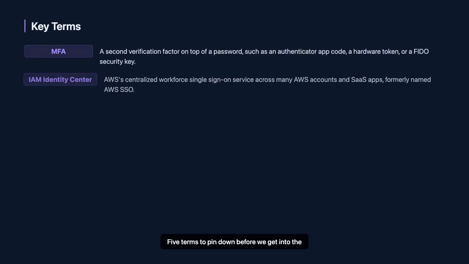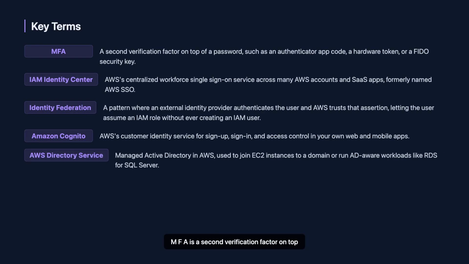5 terms to pin down before we get into the mechanics. MFA is a second verification factor on top of your password, an app code, a hardware token, or a FIDO security key. IAM Identity Center is Amazon Web Services' centralized workforce single sign-on across many accounts. Identity Federation is the pattern where an outside identity provider authenticates the user and Amazon Web Services trusts that assertion.